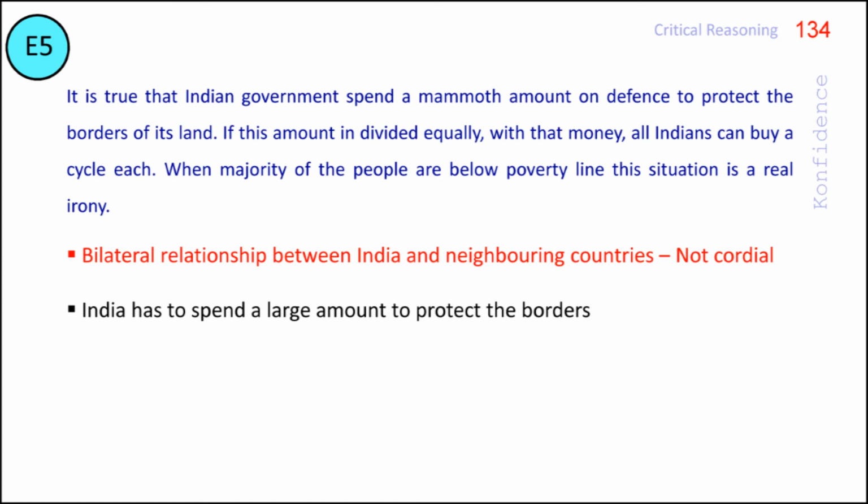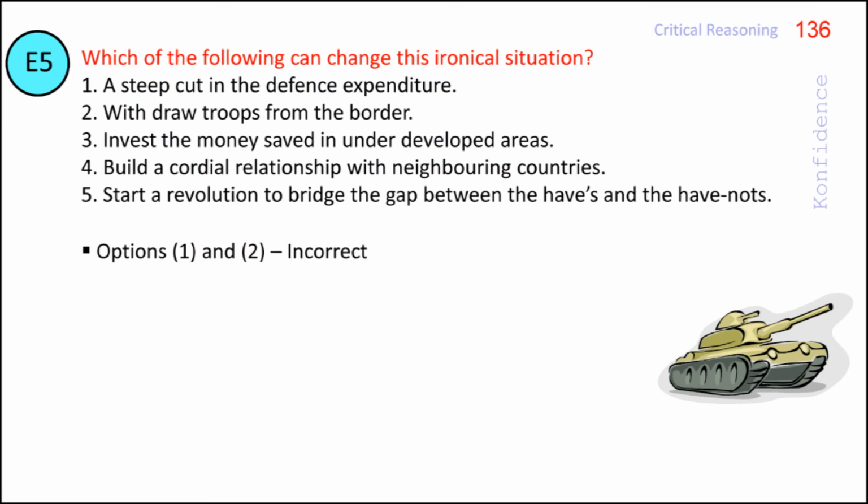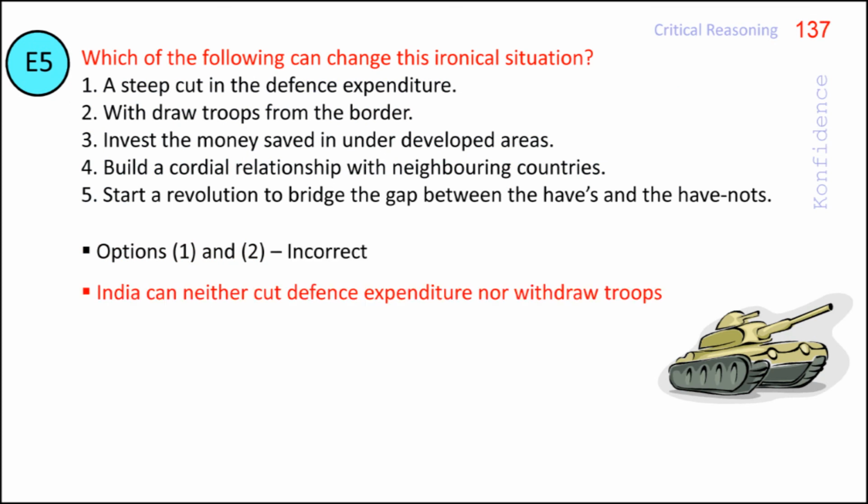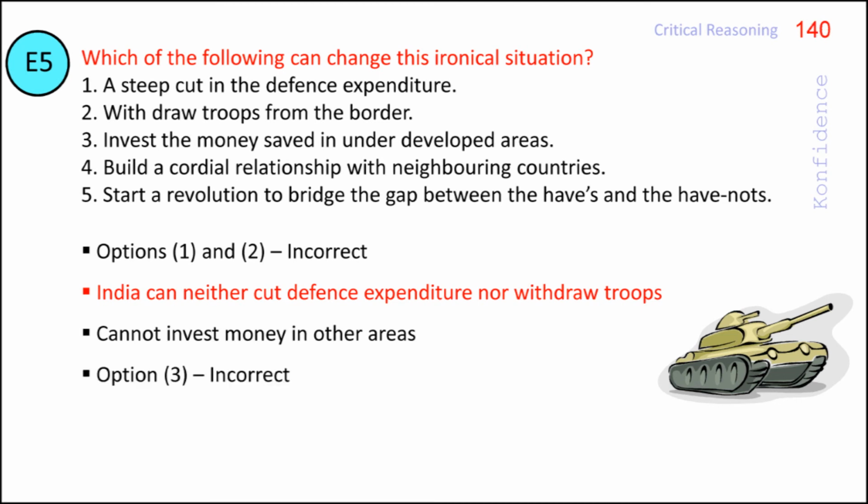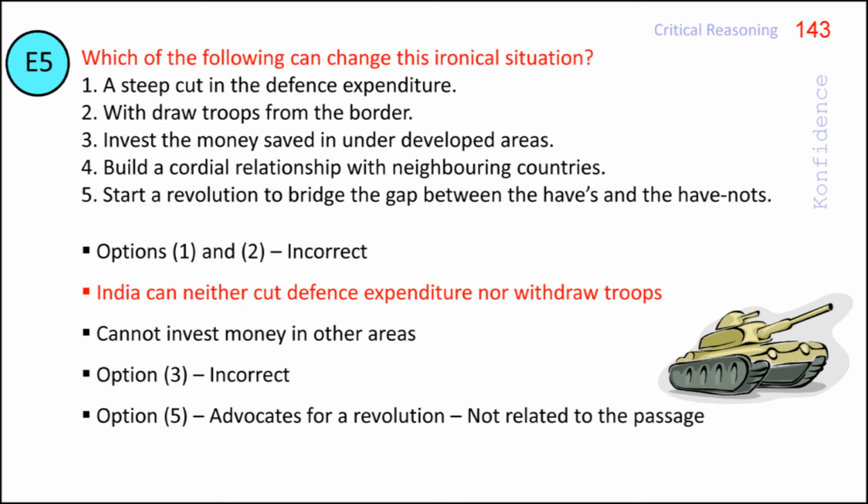In this circumstance, options 1 and 2 are not possible. That is, India can neither cut defense expenditure nor withdraw troops from the borders. So there is no question of saving money that is invested for defense. Hence, option 3 is also not the right answer. Option 5 advocates for a revolution which is in no way related to the passage. Hence, option 4 is the right answer. That is the only possible way to change this ironical situation.